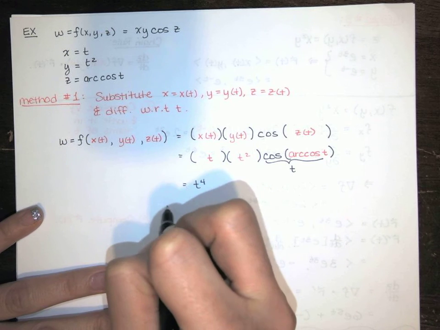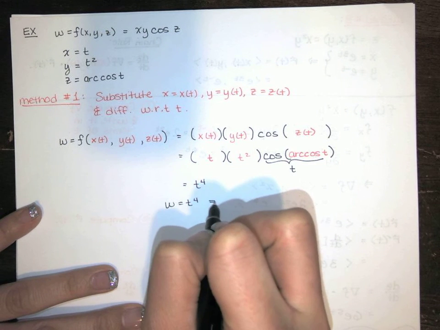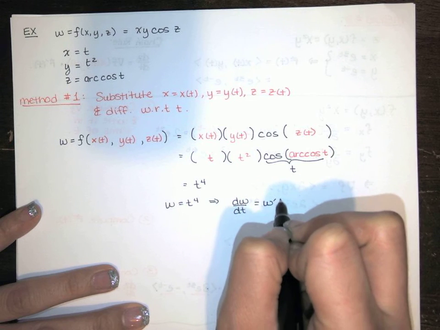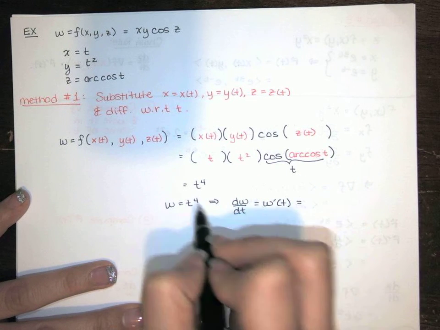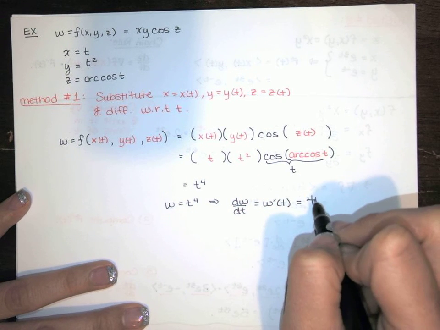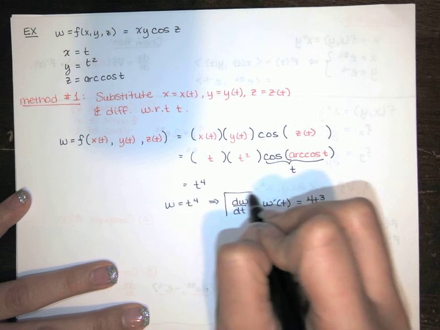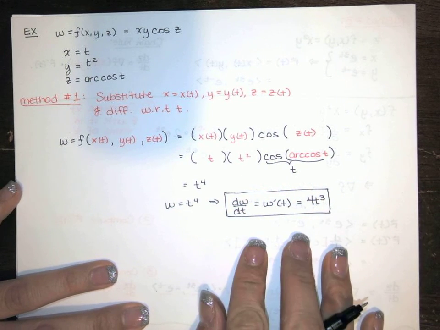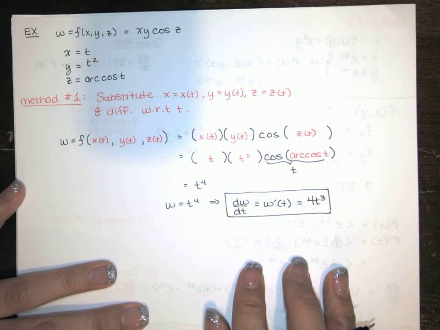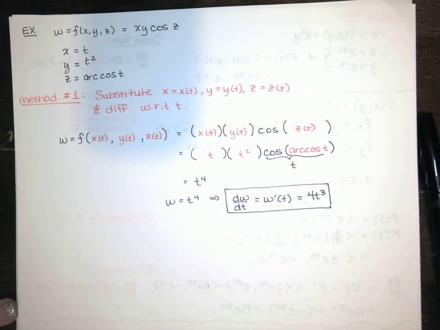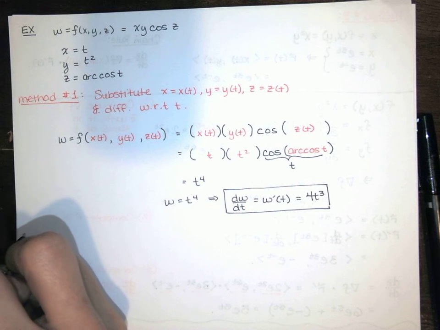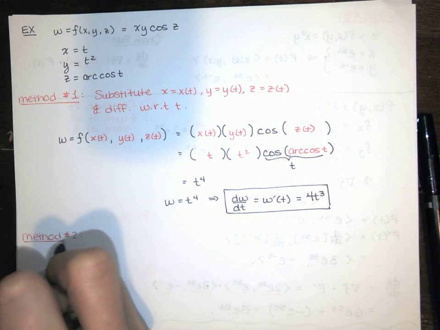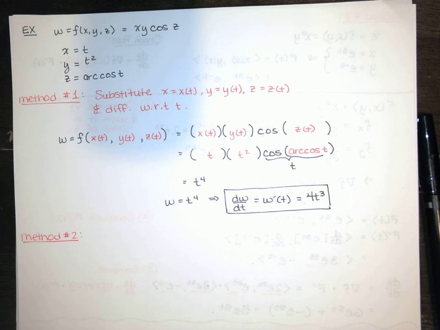Well, that's easy enough. If w equals t to the 4th, that implies that dw dt, or if you prefer w prime of t, same thing, is the derivative of t to the 4th, that's 4t cubed. So we know that that's our answer. That's the easiest way to do that. Whatever we do with the other 2 methods, we should get 4t cubed after simplifying. So let's use the other 2 methods. So we're going to use the expanded formula.